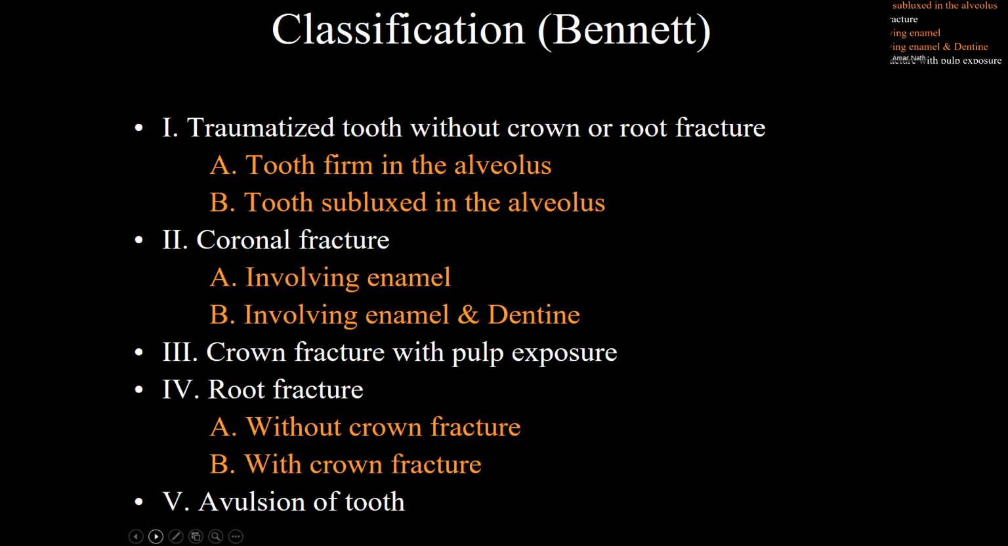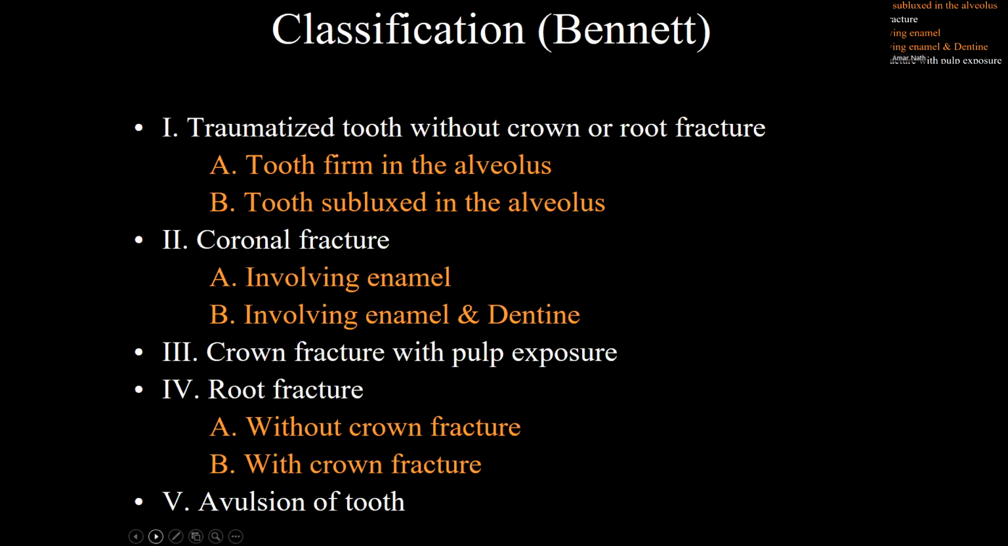Now, let's talk about some classifications. The first one is by Bennett. First, traumatized tooth without crown or root fracture, that is, tooth firm in the alveolus or the tooth subluxed in the alveolus. We will come to the terminologies of luxation and subluxation after a while.